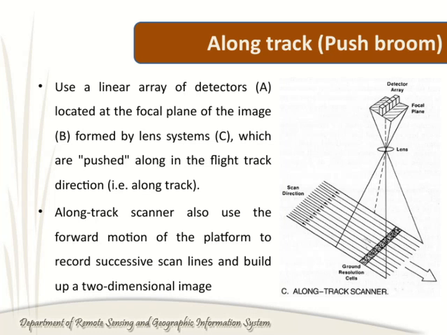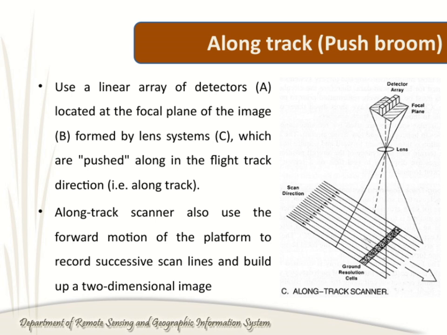So let's talk about the along-track scanning method, which is also known as push-broom scanning. In this approach, we use a linear array of detectors, which I'll refer to as A, positioned at the focal plane of the image. This image itself, labeled as B, is created by a lens system, which we'll call C. The key idea here is that these detectors are pushed along in the flight track direction. That is, along the path the platform is moving.